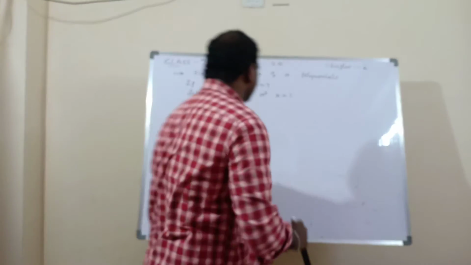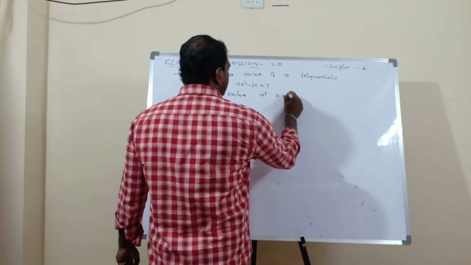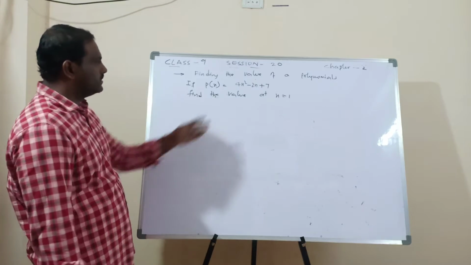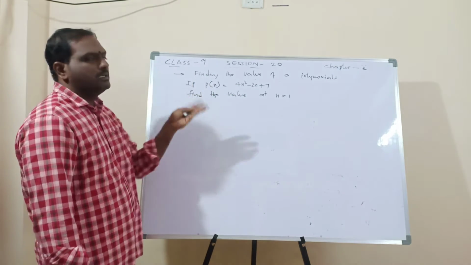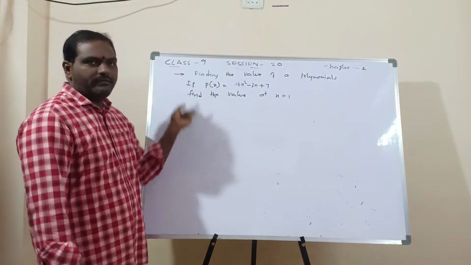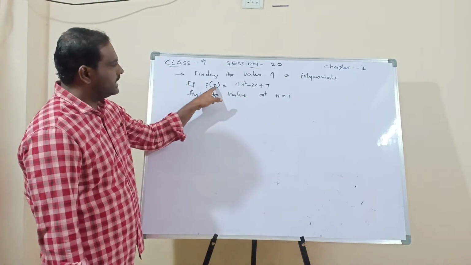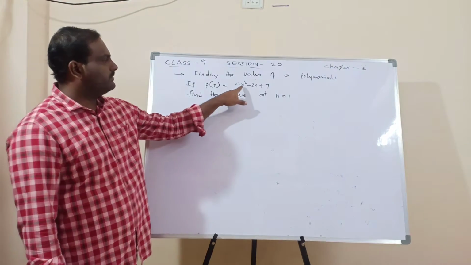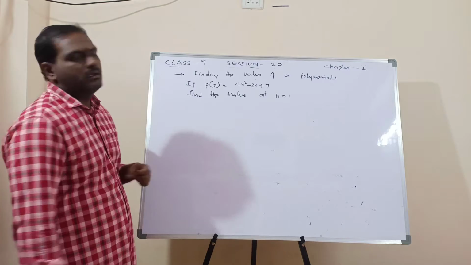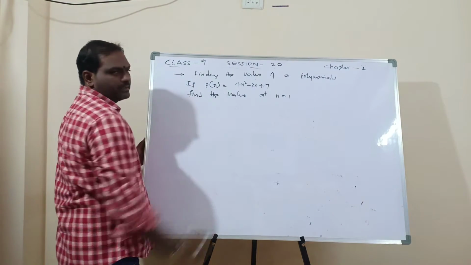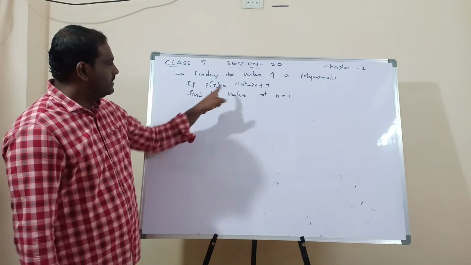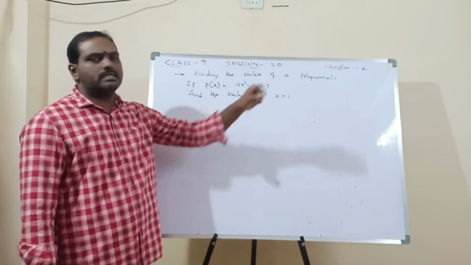So a polynomial is given. What is the polynomial? 4x square minus 3x plus 7. We represent the polynomial as a function of x, or p of x. X is the variable in this one. Suppose it is 4y square minus 3y plus 7, then we have to take p of y. So the variable is written here. Now the question is, we have to find the value at x is equal to 1.